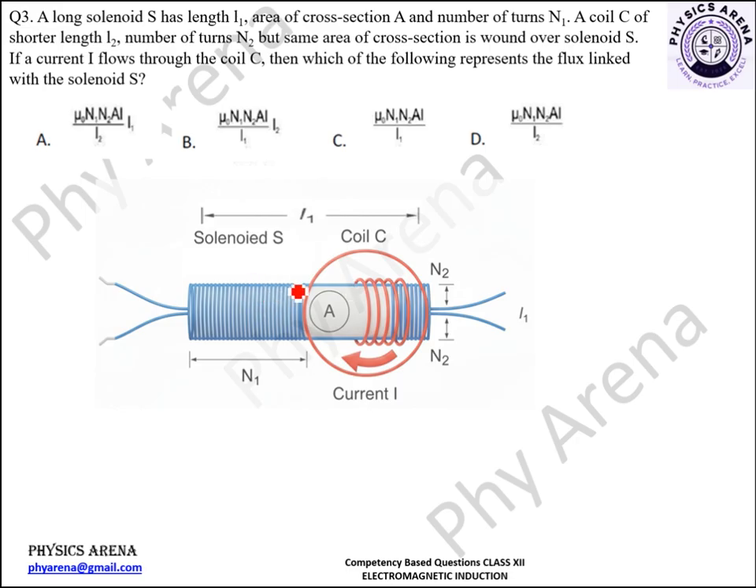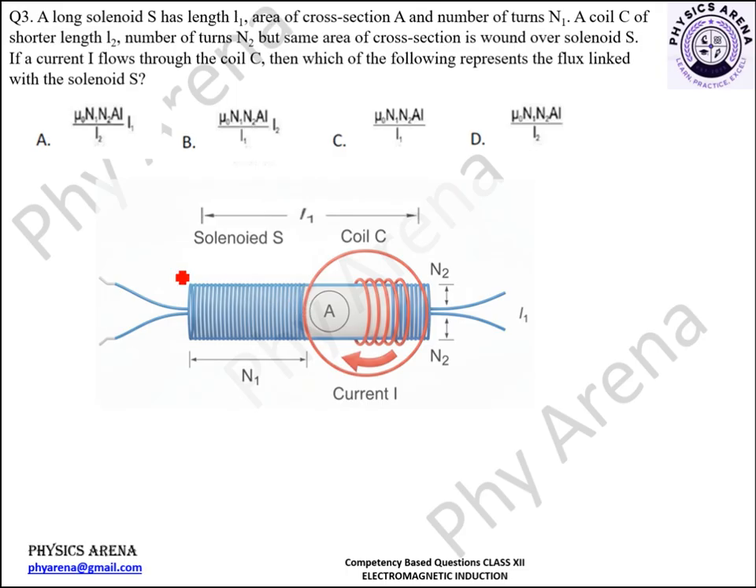So the scenario can be visualized as this: there is a solenoid that is depicted here in blue color, and over that solenoid, one small coil of length L2 is wound. So we can take it as another smaller solenoid. But here the number of turns are N1 for the solenoid S and N2 for the coil that is depicted in red color. The length of solenoid S is L1 and for the coil it is L2.